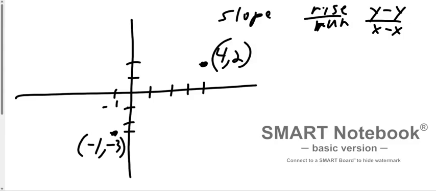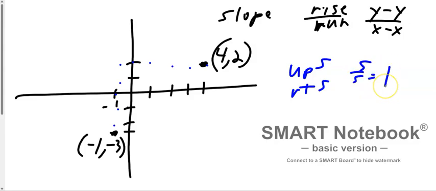Now, we could actually just count on the grid. Okay, remember we always do y first. So we could just count up 1, up 2, up 3, up 4, up 5. And from -1, we could count to the right 1, 2, 3, 4, 5. To the right 5. Which means 5 over 5, which equals 1. A slope of 1. But we could also do the formula.